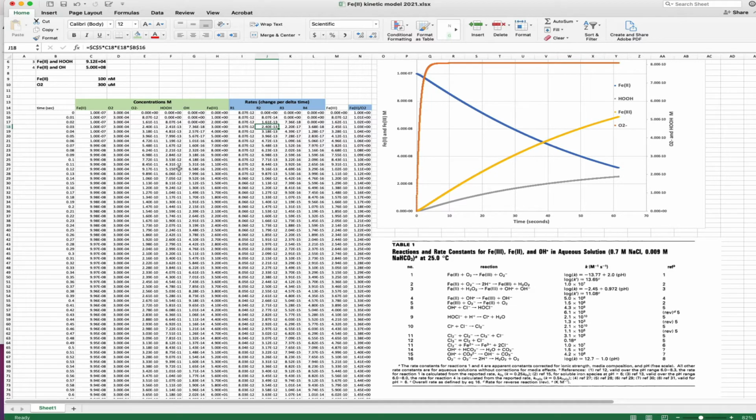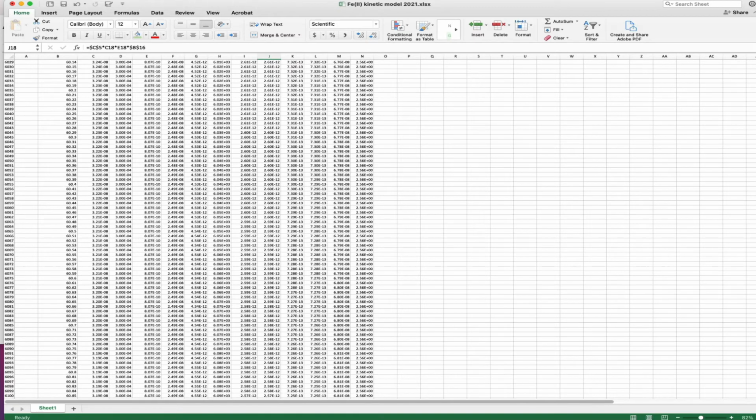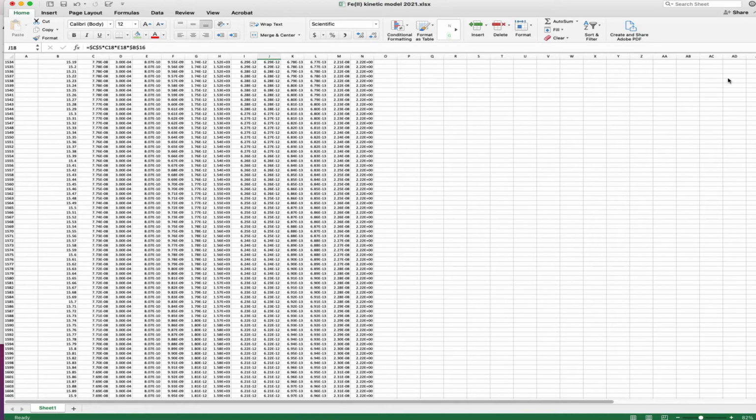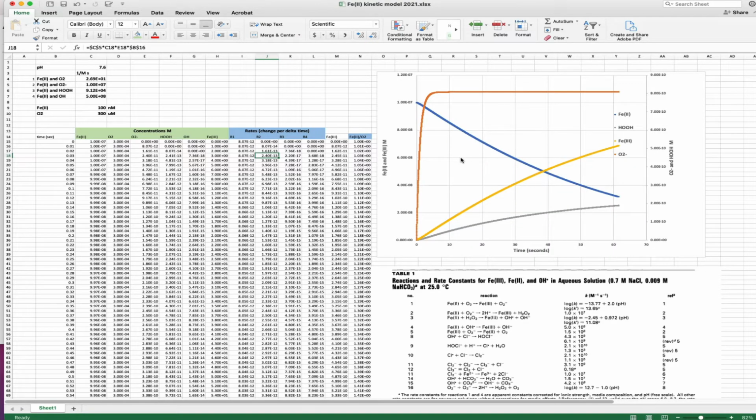Because I had to use a small time step, I had to go a long way down to get out for 60 seconds, a minute run. I had to go out to row 6,000, right? So I have simulated this with 6,000 unique time steps. So let's look at the result of my model.